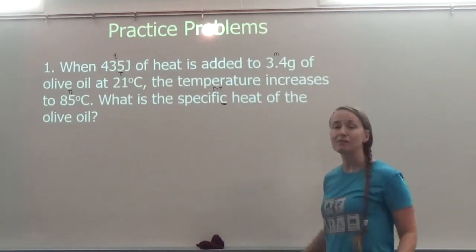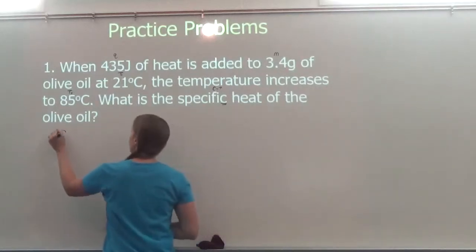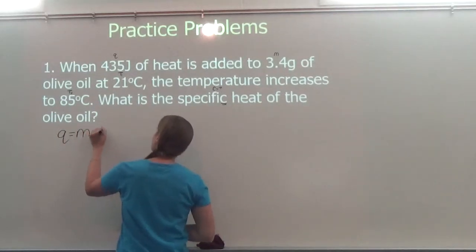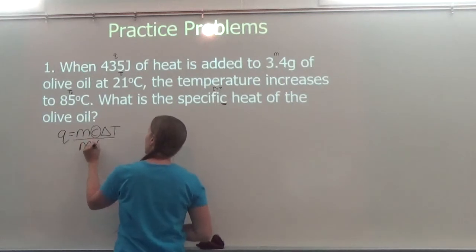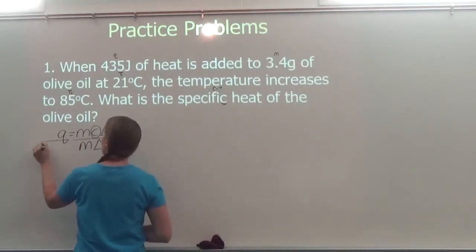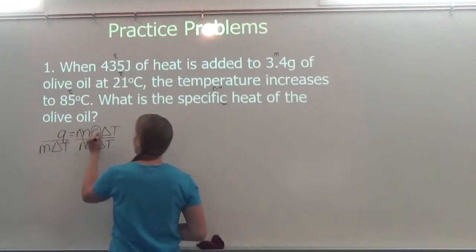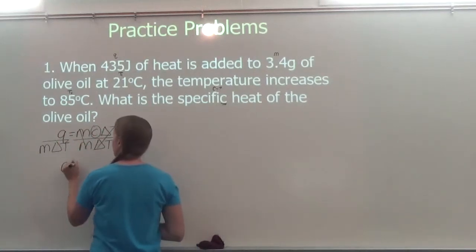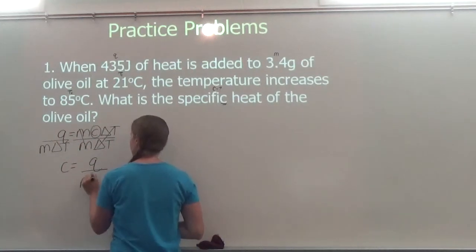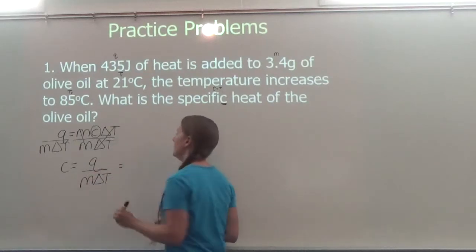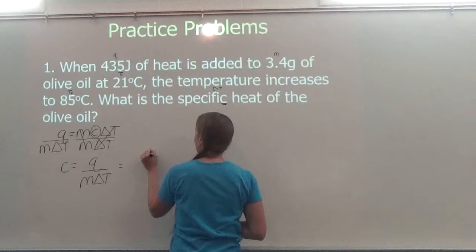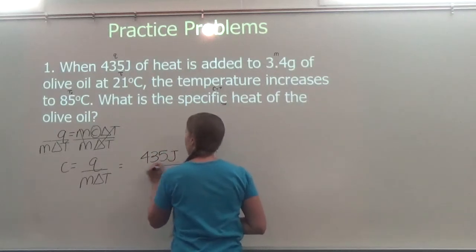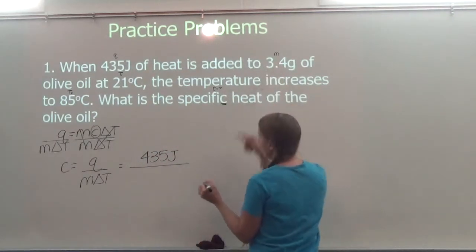All right, so I'm going to have to rearrange the formula again. Q equals MC delta T. I'm solving for C, so to get M and delta T on the other side, because currently they're being multiplied, I divide by both on both sides. So C equals Q divided by M and delta T. Now I'm ready to plug in. My Q is 435 joules, because I've already labeled everything. My mass is 3.4 grams.